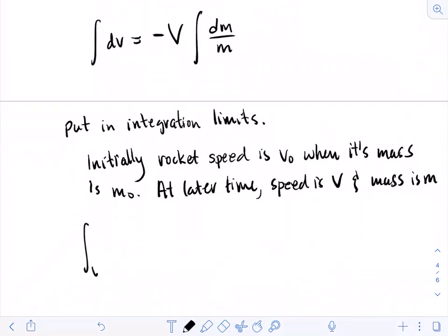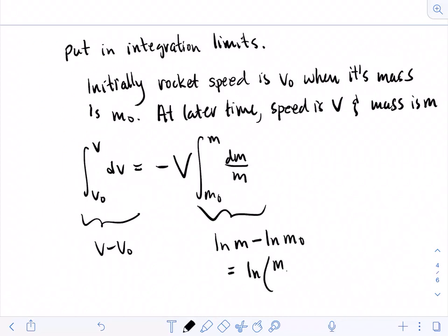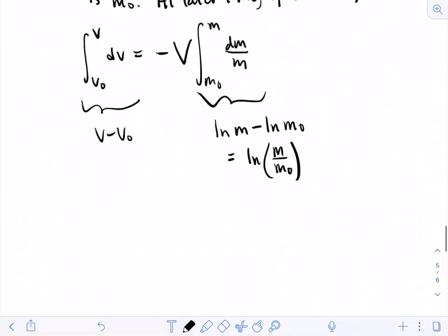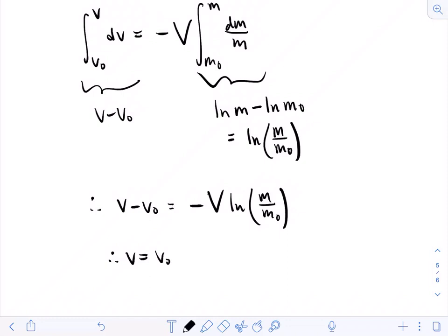Okay, so then what we would have is the integral from v0 to v of dv is equal to minus capital V times the integral from m0 to m of dm over m. This is v minus v0, and this integral is going to be the ln of m minus the ln of m0, which is equal to the ln of m over m0. So what we have is that v minus v0 is equal to minus V ln of m over m0, or v is equal to v0 plus V, and we could absorb the minus sign into the ln, which flips the argument of the ln to m0 over m.